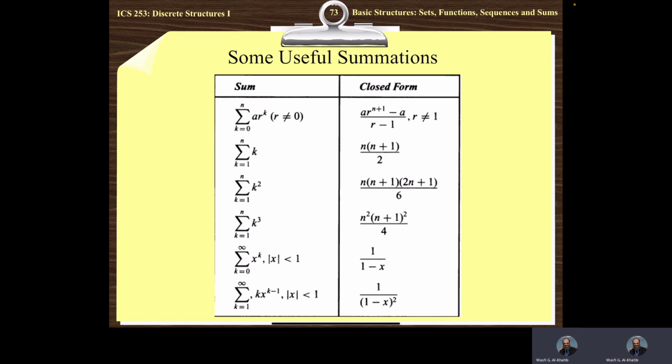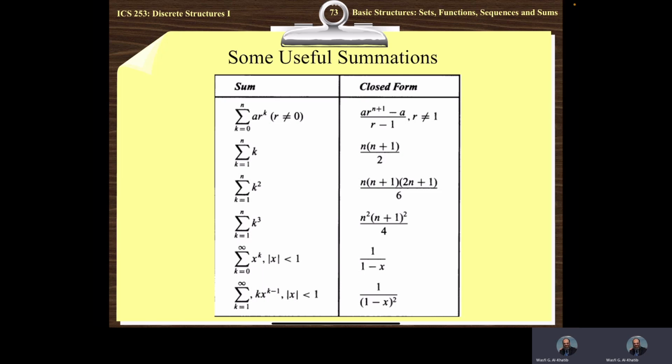However, if you memorize them and you solve questions on them, most probably you will become very quick in answering these questions. And speed is very important in exams. So, for example, this one, inshallah, we will prove it today. Sigma a r to the power k from k equals 0 to n is a r to the power n plus 1 minus a over r minus 1.